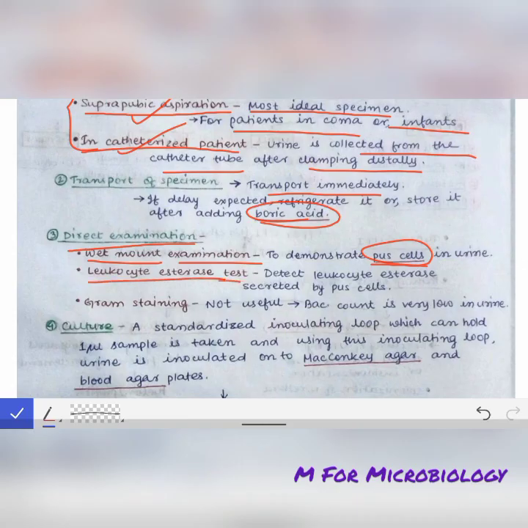Then the leukocyte esterase test can be done. This detects the leukocyte esterase enzyme, which is secreted by the pus cells. So by this test we can indirectly comment on the availability of pus cells. Then Gram staining. Gram staining is generally not useful because the bacterial count in urine is very low. Finding bacteria through Gram staining of urine is a very cumbersome, very tough task.